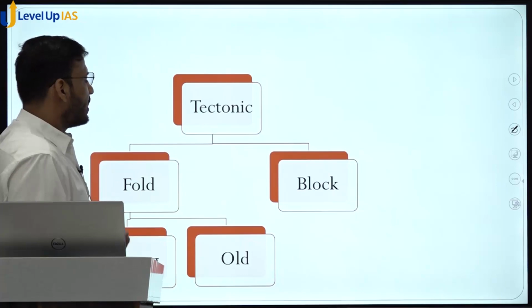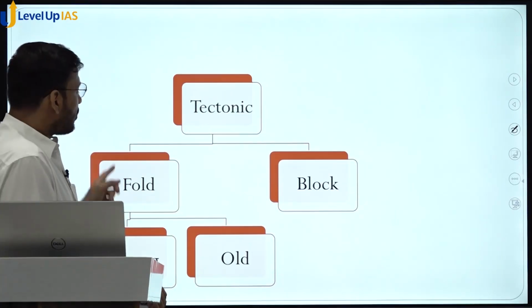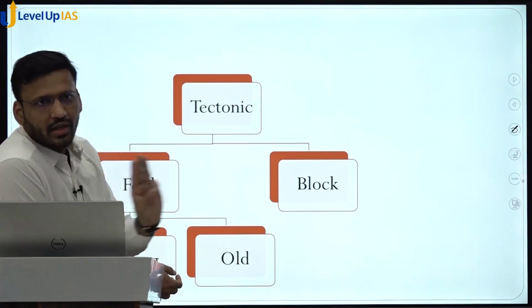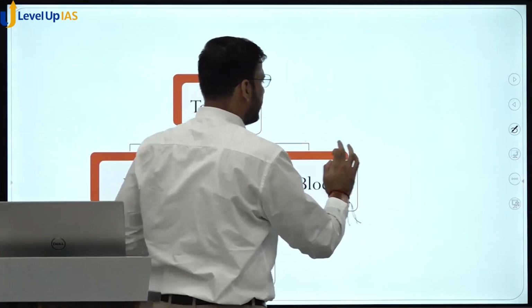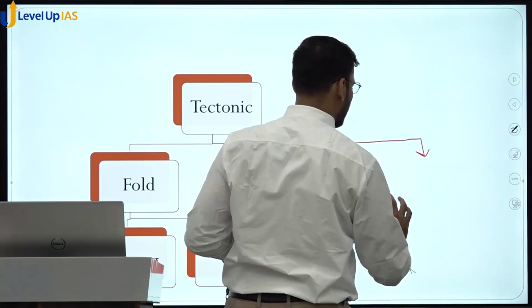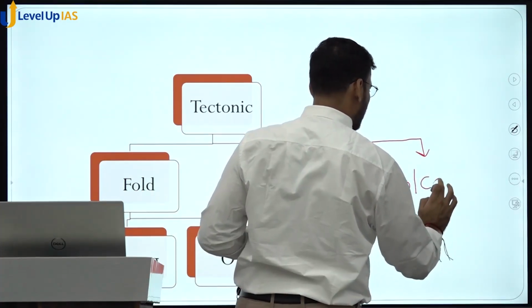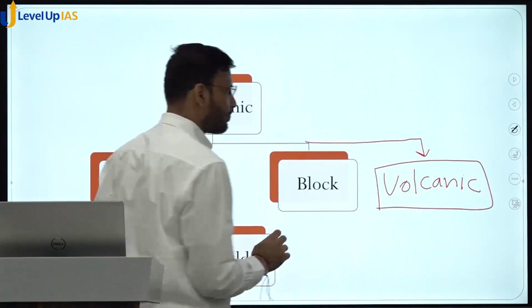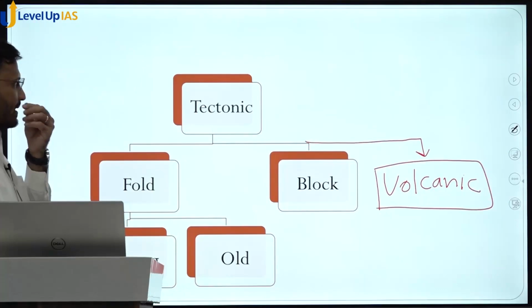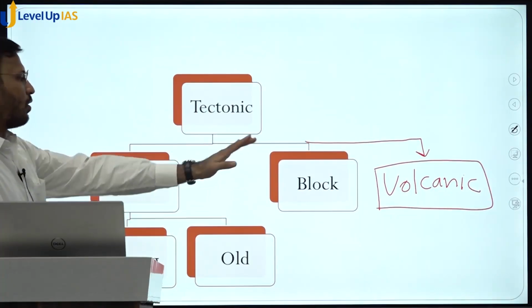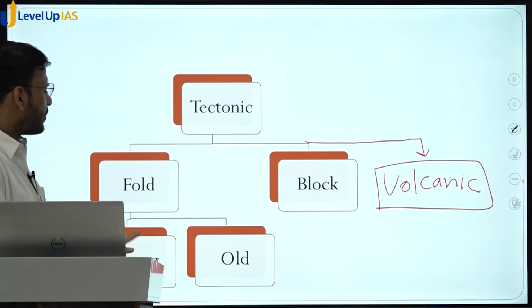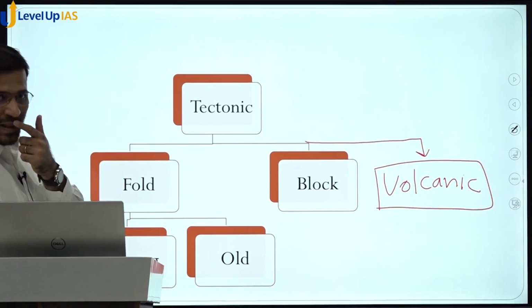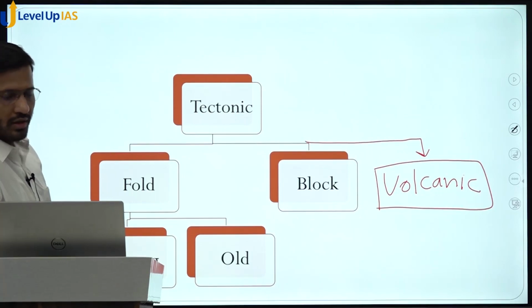So you have a tectonic mountain. Tectonic mountains are actually of three types, not two types. I have written three. Third, you have volcanic over here. So tectonic mountains: fold mountains, block mountains, and volcanic mountains. Fold mountain can be young fold mountain or old fold mountain. For example, Vindhya is an old fold mountain, Himalaya is a young fold mountain. So these are the different types of mountain.